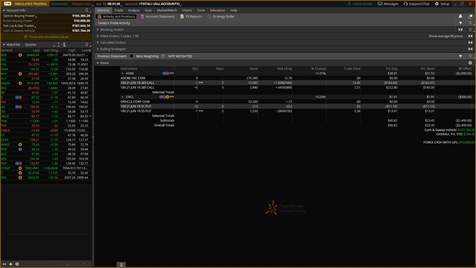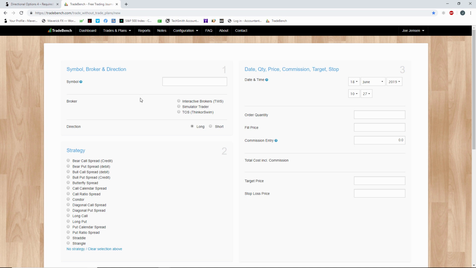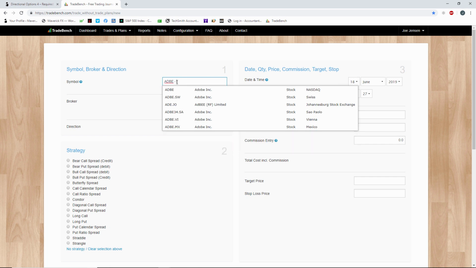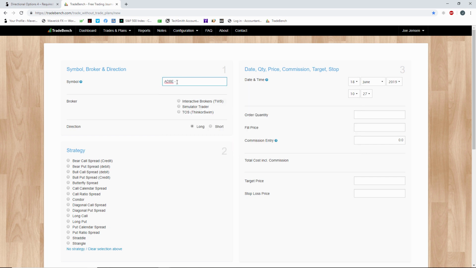Let's jump over to Tradebench again and start entering the position. Now, folks, when it comes to the symbols, and you've probably already figured this out watching the previous videos, you get as detailed as possible. So I know that these are the Adobe 21 June. Now, this will date the class, folks, but that's okay. 21 June. I'll write the whole thing out. 2019. 265/285. And now I'm going to put in my ratio.